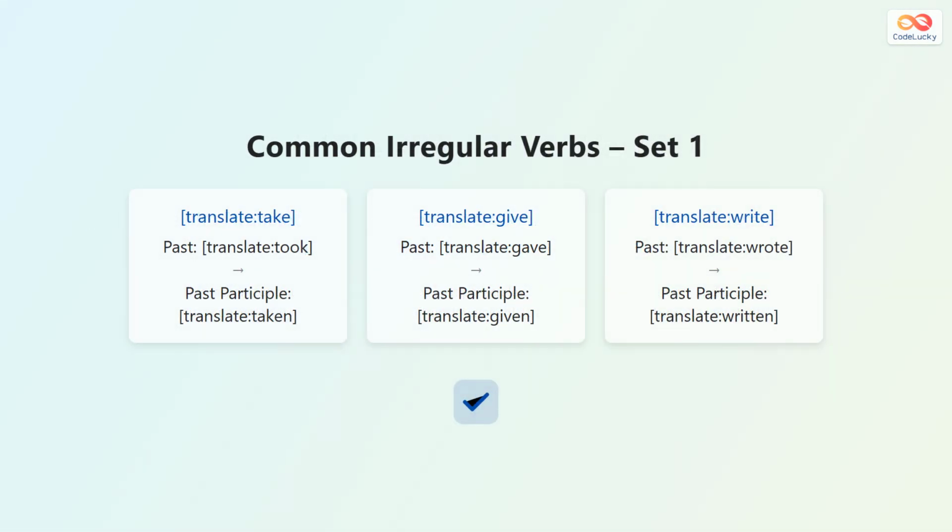Let's look at 3 common irregular verbs. The first one is take, took, taken. The second is give, gave, given. And the third is write, wrote, written. Notice how the past participle forms end with en, like taken, given, and written. These forms are important when you build sentences with have, has, or had.